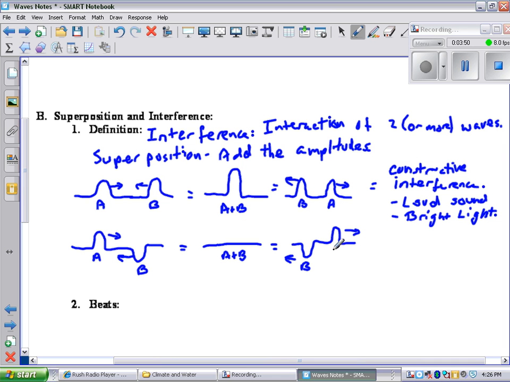Again, going back to our baseball analogy, this would be as if the two baseballs approached each other. When they got together, they both disappeared, and then they appeared again and continued on the same way. Well, building them up is called constructive interference. Wiping them out is called destructive interference.